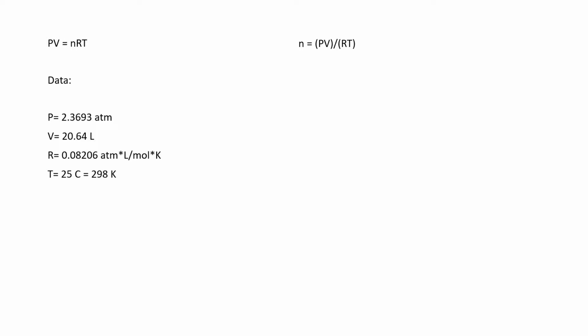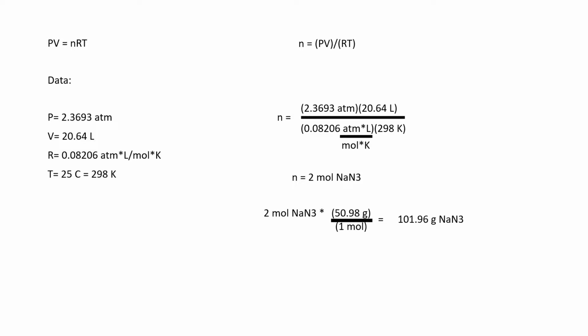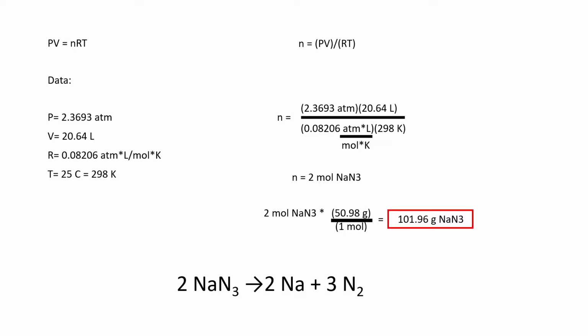We clear for n, substituting our values, and the answer is 2 moles of sodium azide. But what we need is the quantity in grams. So we do the conversion, 2 moles of sodium azide, and for 1 mole there's 50.98 grams. So we do the simple calculation and we get that we need 101.96 grams of sodium azide to carry on the reactions. We can see also that the 2 moles correspond to the coefficient of sodium azide in the first reaction right there.